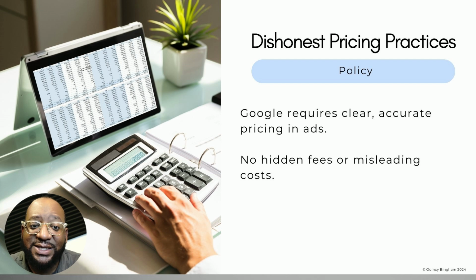Their policy makes it clear that misleading pricing tactics, such as displaying one price in the ad and a different one at checkout, are not allowed. If your ad promises free shipping or a discount, that offer must be clearly available on your website without surprises. Google requires that users encounter consistent information from ad to checkout.